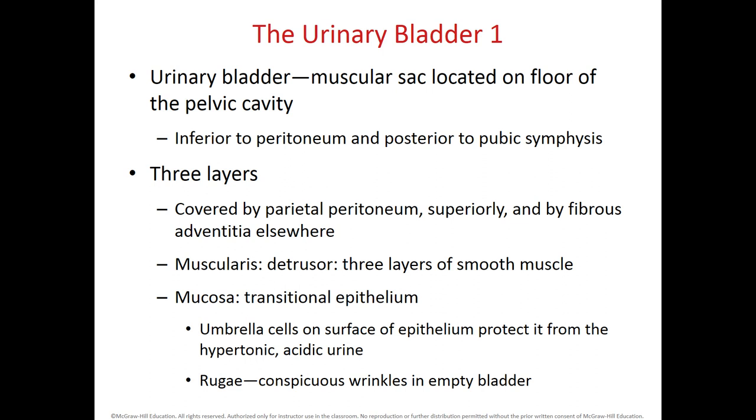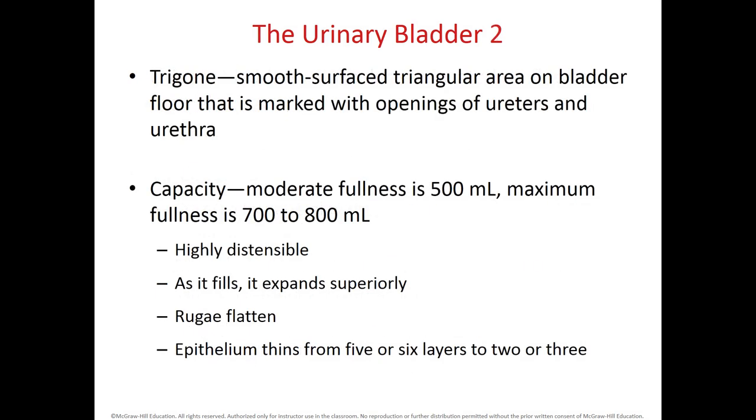The middle layer is also known as the detrusor muscle. It has three layers of smooth muscle cells, or muscularis, and internal to this muscularis we have the transitional epithelium, which is similar to the epithelium that we have in the ureter. In there we have tall cells that become squished when the urinary bladder is full. Within the mucosa, we can see foldings of tissue, which we call rugae, or wrinkles, that are conspicuous, or really visible, when the urinary bladder is empty.